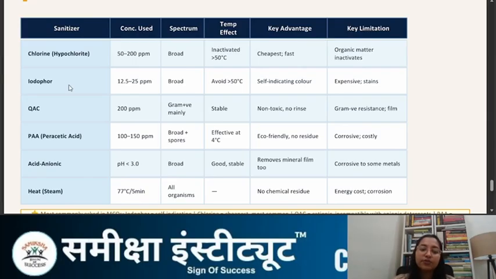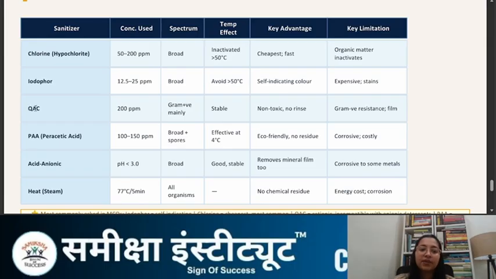Next, coming to the iodophores. So 12.5 to 25 ppm is being used. It is also broad spectrum in nature, but we need to avoid the 50 degrees Celsius temperature. It is self-indicating in color. It gets pale in color once it gets exhausted. It is expensive and sometimes also leads to stains because it is a staining and coloring nature.